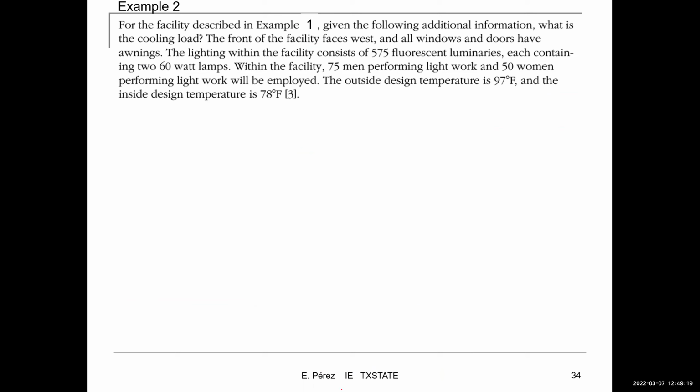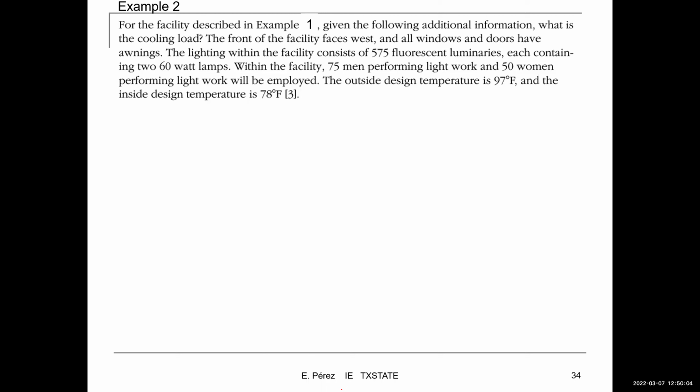So we have additional information for the cooling load. The front end of the facility faces west, and all windows and doors have awnings. The lighting within the facility consists of 575 fluorescent luminaries, each containing 2 60-watt lamps. Within the facility, 75 men performing light work and 50 women performing light work will be employed. And the outside temperature is 97 Fahrenheit. The inside temperature is 78. So we want to cool this facility according to those requirements. So we're going to design for the cooling load.